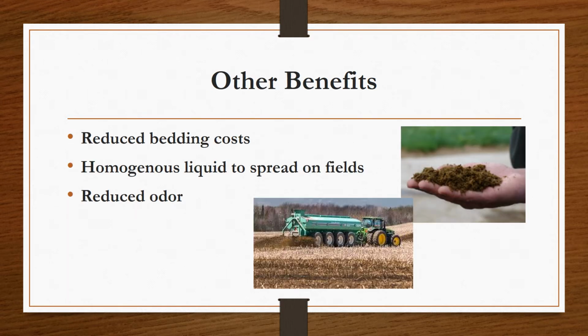Other benefits that come to farmers are reduced bedding costs, as I said. The liquid is more homogeneous to spread on fields, so you're spending less time trying to calibrate machines. It spreads more evenly, and there's a little less guesswork going into calibration. And another thing is the reduced odor. A lot of people don't think about it in the ag industry, but there's that whole NIMBY thing where people don't want ag in their backyard because it smells. So if you can reduce the odor, you're making your neighbors happier.